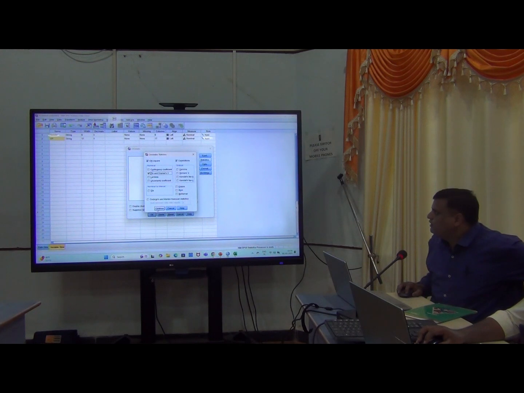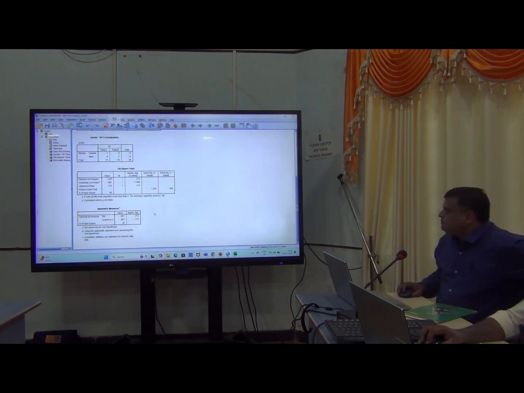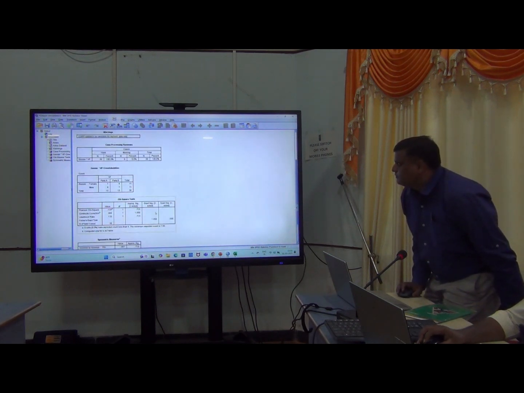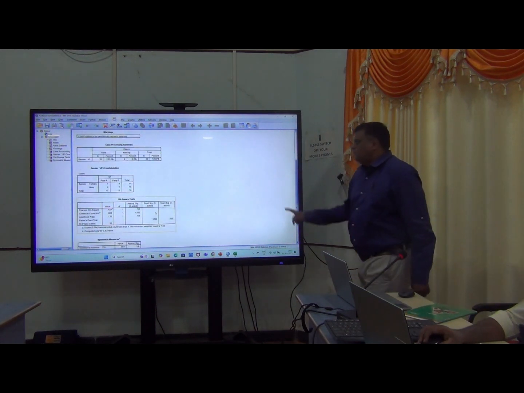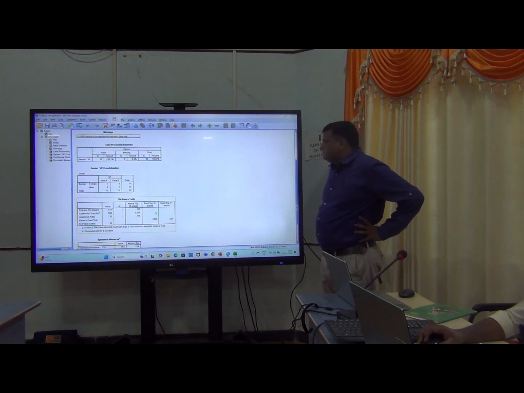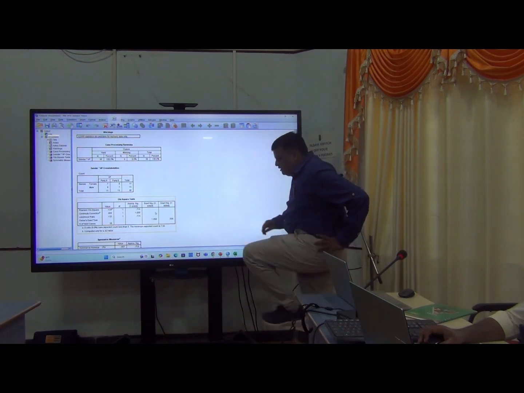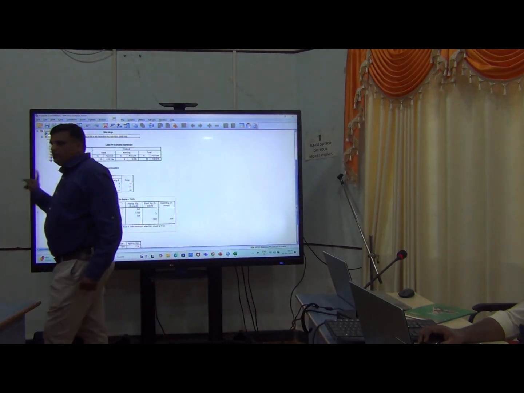ಕಂಟಿನ್ಯೂ ಕೊಡೋಣ. ಓಕೆ. ಇದು ಬಂತಾ? Correlation statistics are available only for numeric data only. Warning enough. ಇದೆಲ್ಲರಿಗೂ ಬಂತಾ? ಇದು ಬಂತು.